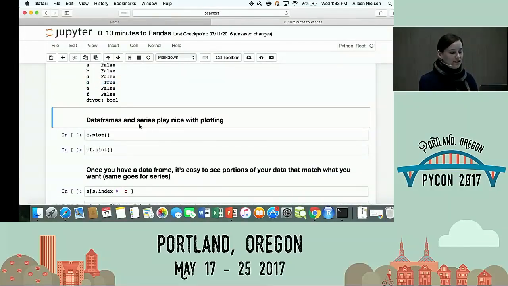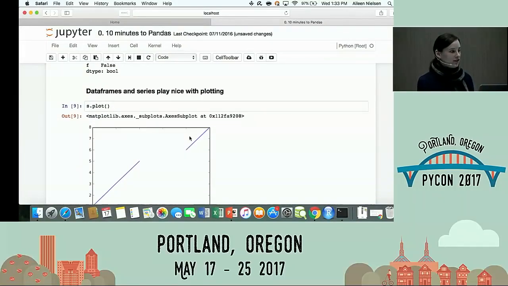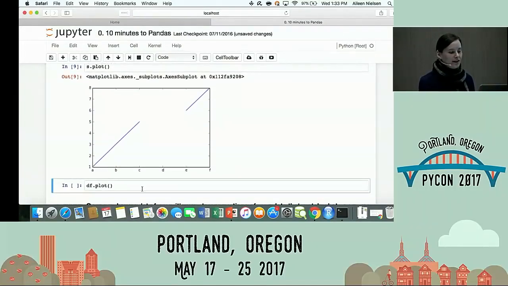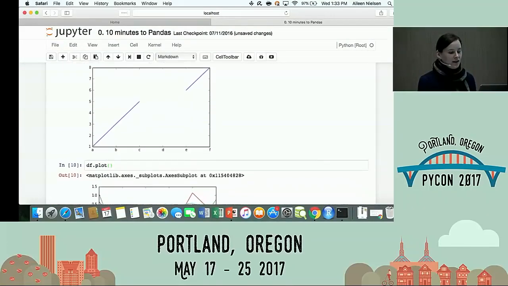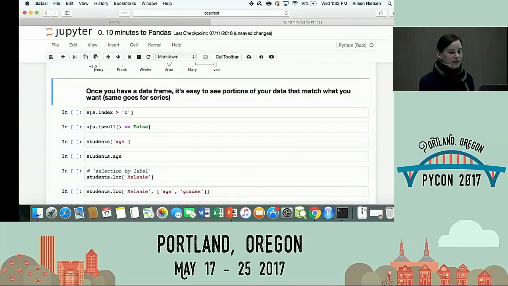Data frames and series also play nice with plotting, right? So you can just plot like this, just dot plot. It's a class method. You can plot a series. You can also plot an entire data frame. It will color things nicely for you, etc.